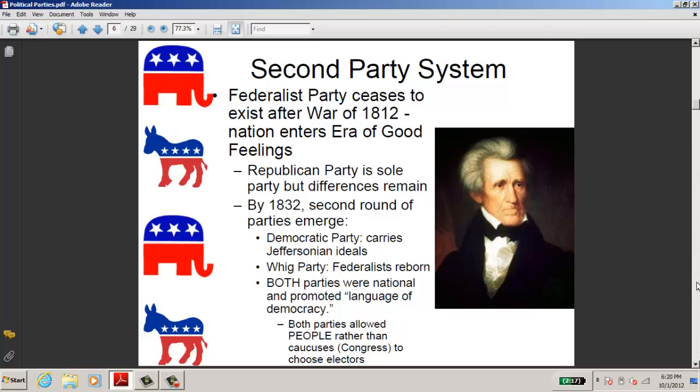As a departure from the first party system, you see both parties kind of appeal on a national level rather than a local level to the people, the common people, and promote the language of democracy. So you see this is an era of incredible party building, of political parties becoming organizations and using those organizations to certainly rally the masses to get involved in the political process.